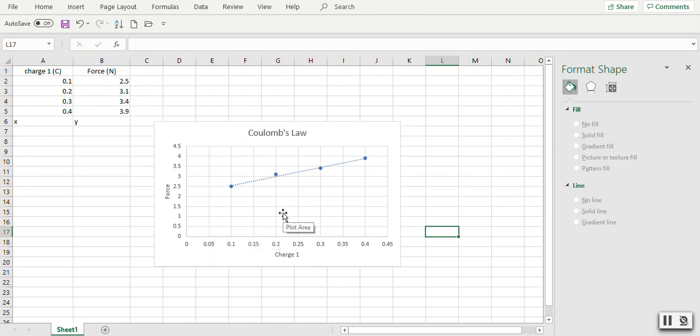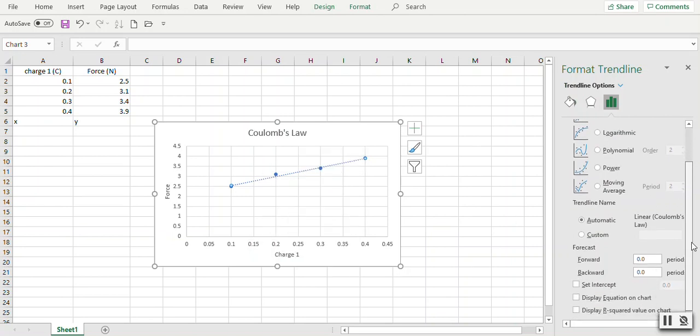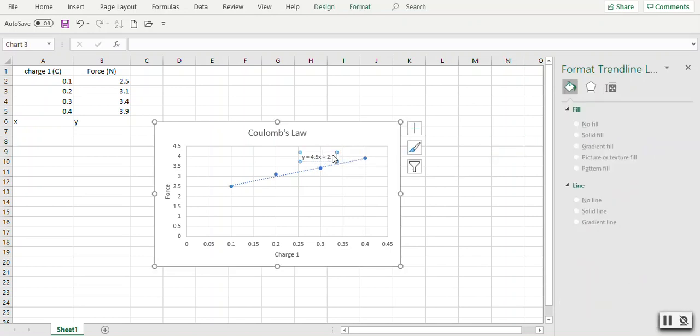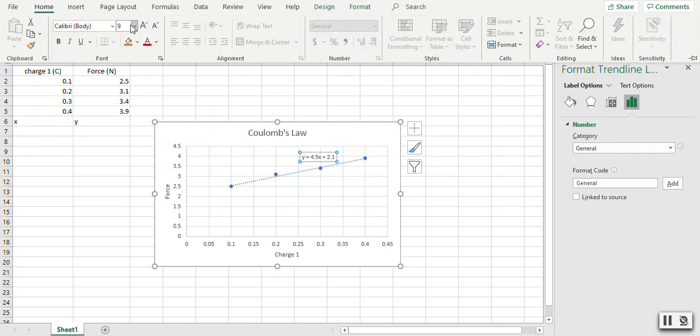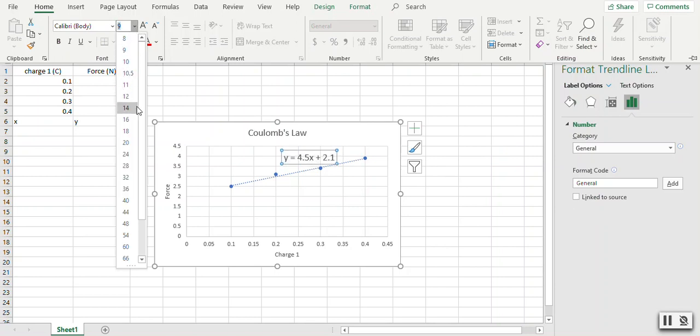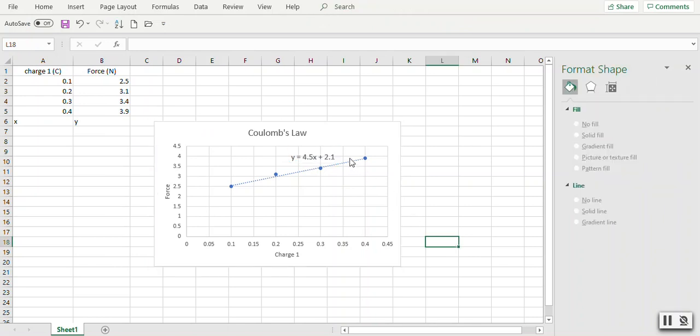But we need to find the equation that describes this line. So I will click on this trendline, and then I will go back here and say display equation on chart. And this is the equation. I will move the equation a little bit. I will just make it bigger, a little, to see the equation. And as you see, what I have is a linear equation.